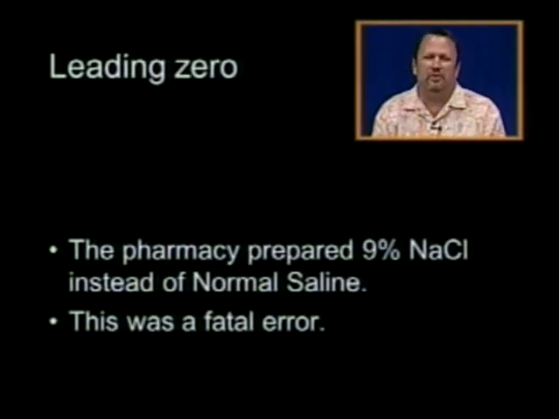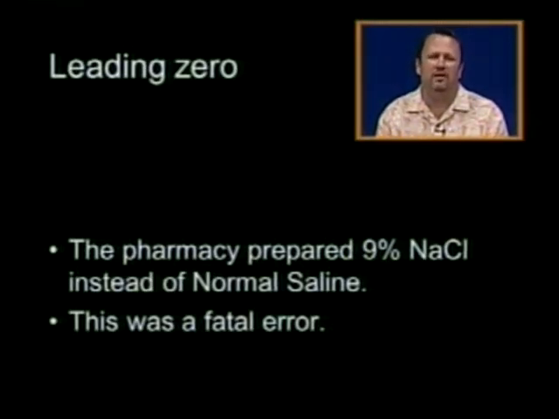So the pharmacy prepared a 9% sodium chloride solution. I've never seen a 9% sodium chloride solution prepared for anyone except in this situation that is 10 times more concentrated than normal. And so because they did not write the zero in front of it, the decimal point was not seen, and the pharmacy prepared 10 times the concentration of sodium chloride that was ordered. This turned out to be a fatal error.